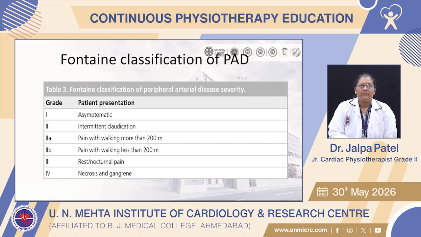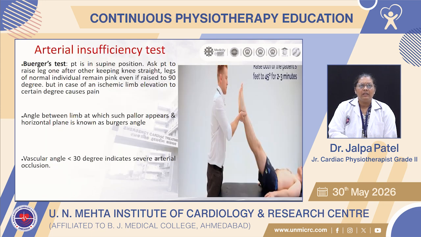Now the Fontaine classification of PAD. Fontaine classification of peripheral arterial disease severity. There are 6 types: grade 1, 2, 2A, 2B, 3 and 4. 1 is asymptomatic, 2 is intermittent claudication, 2A is pain with walking more than 200 meters, 2B is pain with walking less than 200 meters, and 3 is rest or nocturnal pain, and grade 4 is necrosis and gangrene.